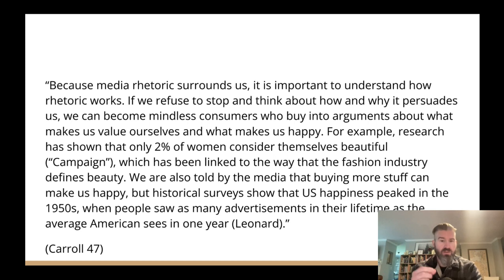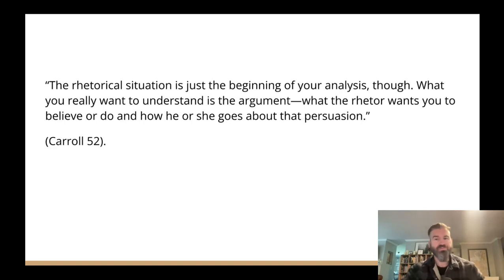So with rhetoric, if we're not stopping to think about what we're seeing, why we're seeing it, who's bringing that image to us, we can fall into this gap of having skewed views of ourselves or the world around us. Now, Carol also points out that the rhetorical situation, which we've talked about a bit, is just the beginning of an analysis. What you really want to understand is the argument, what the rhetor, the speaker or writer, wants you to believe or do, and how he or she goes about that persuasion.